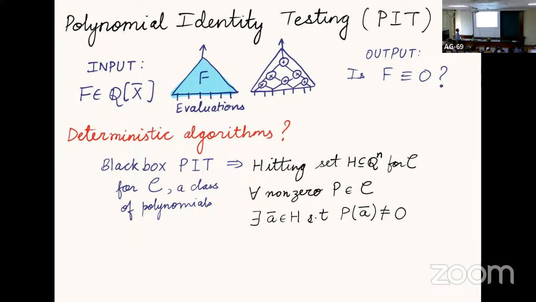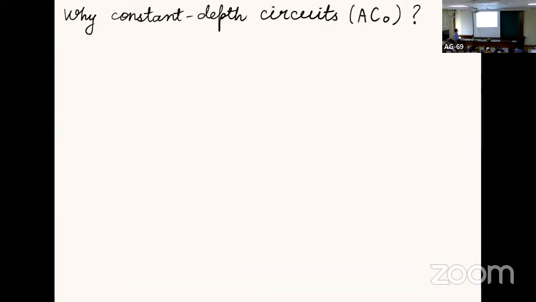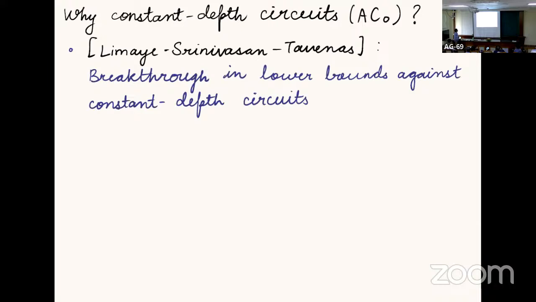A hitting set: given this class C of polynomials, you want to construct a set so that for any non-zero polynomial in that class, there is some point in this hitting set where the polynomial evaluates to non-zero. So in some sense, it's a small set of points that certify the non-zero-ness of polynomials in C. And the reason we want constant depth circuits, I'll use this very familiar notation AC0, which is also used in Boolean circuits, for constant depth arithmetic circuits. Why do we care about these?